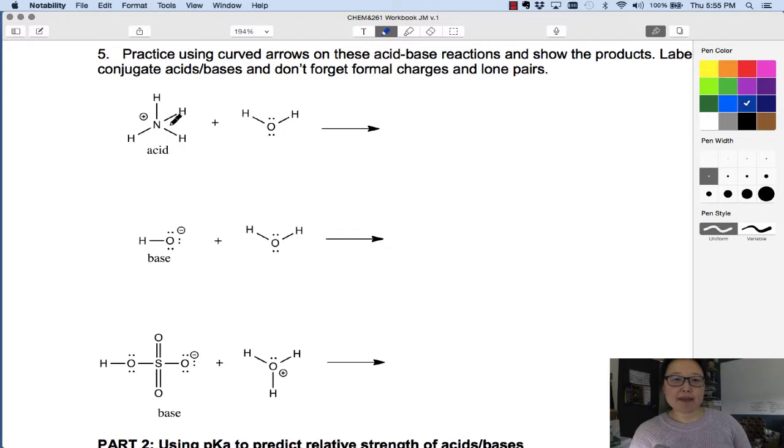So this time they're telling you what your acid and base are. So this is my acid and this is my base. And they want you to use the arrows and figure out what the products are going to be and then label your conjugate acid and base. Remember that the curved arrows start with the base, okay? And you have a bond formation and then a bond cleavage. Go ahead and give it a try and let's check our answers.